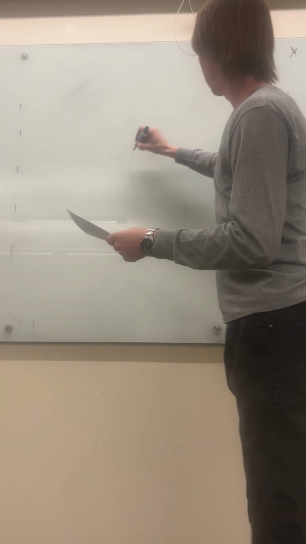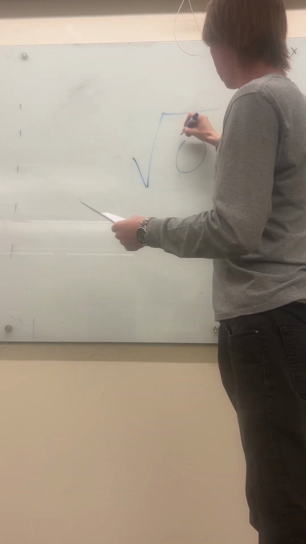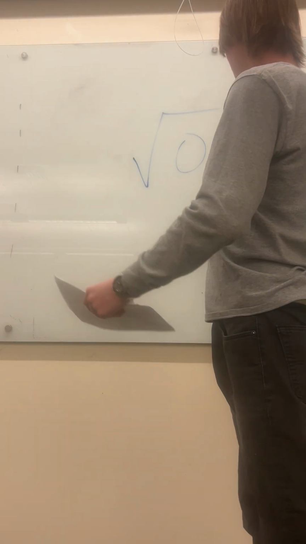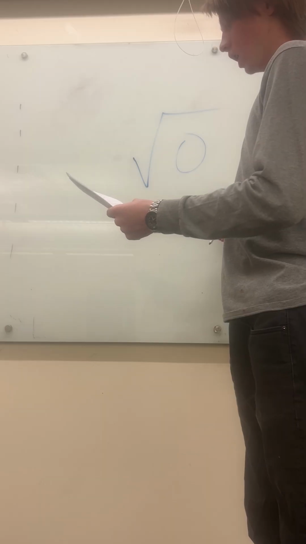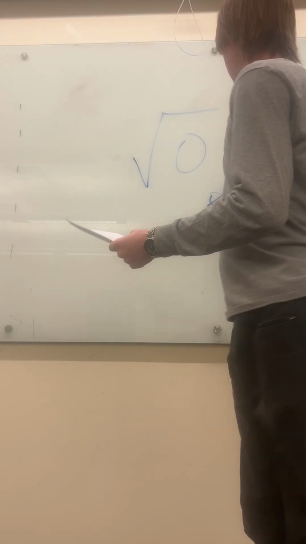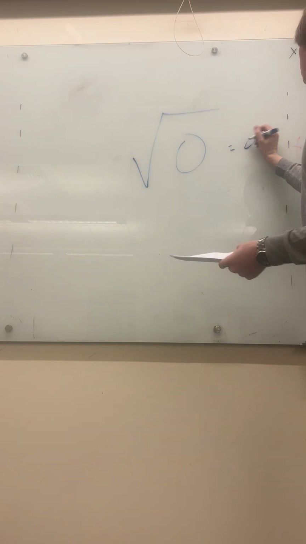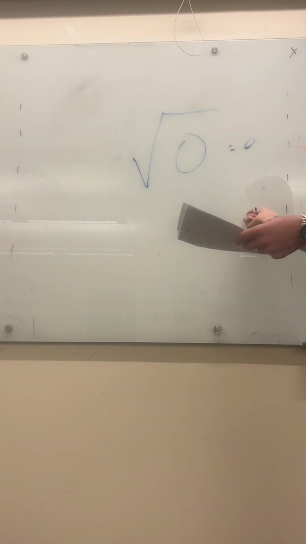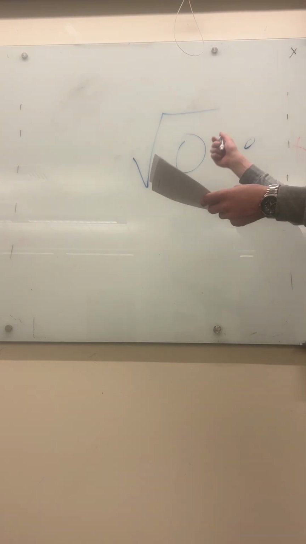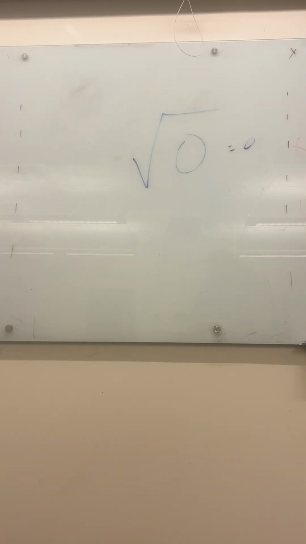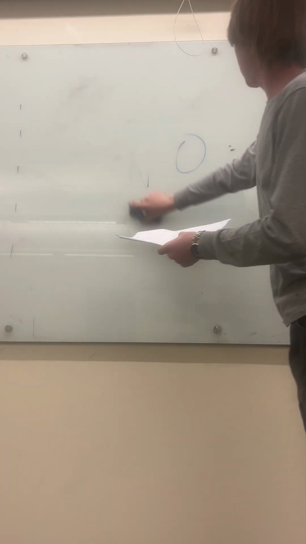So, next one, C. Square root of 0. Now I put it, again, as this. That's wrong. It's not that I didn't explain it, it's just straight up wrong. It's 0. 0 squared is 0. Square root of 0 is 0.